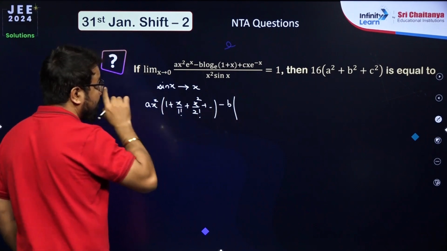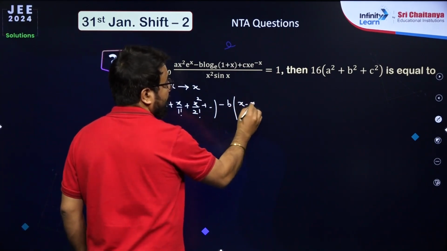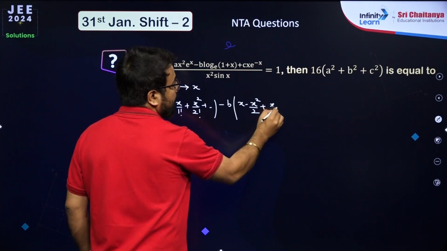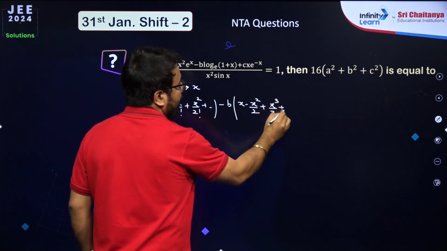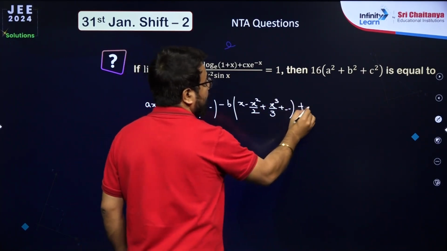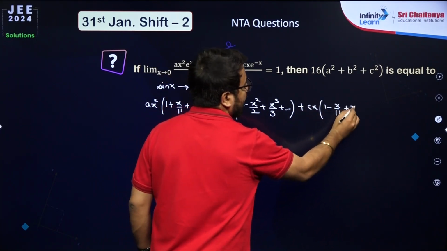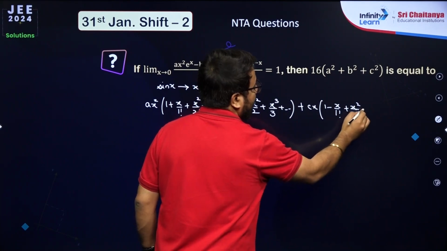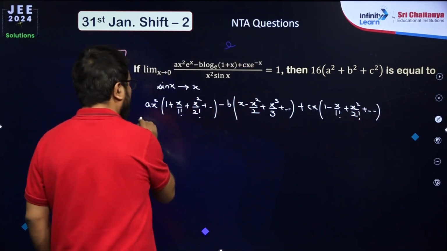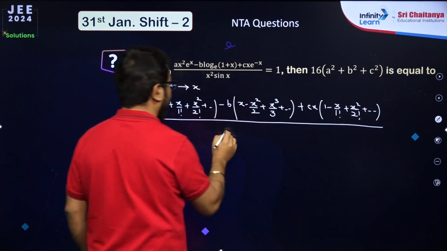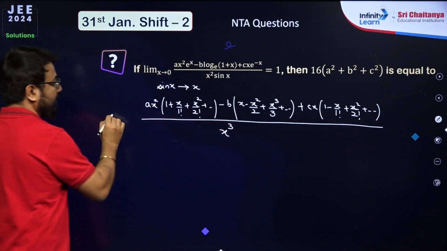Then the log 1 plus x expansion would be written, and then the e raised to the power minus x expansion should be written. And this whole is divided by x cube, with the limit of x tending towards 0.